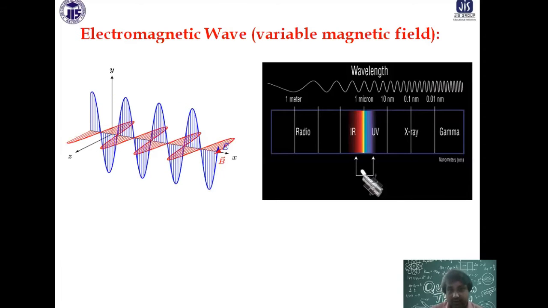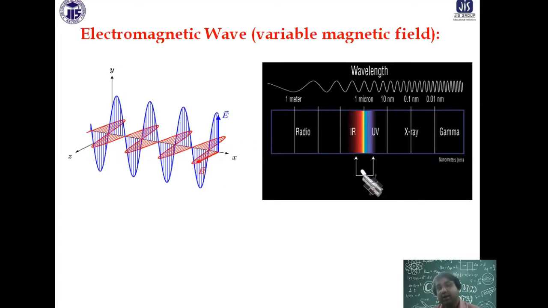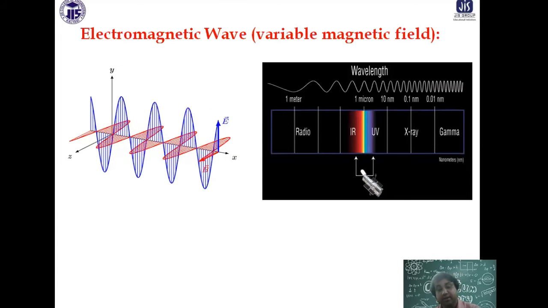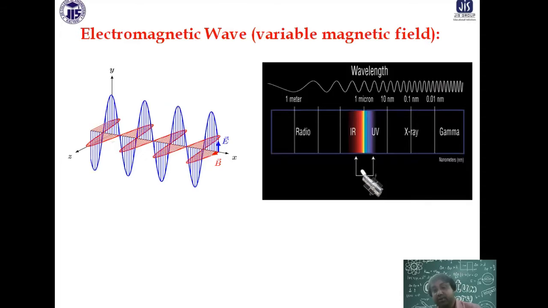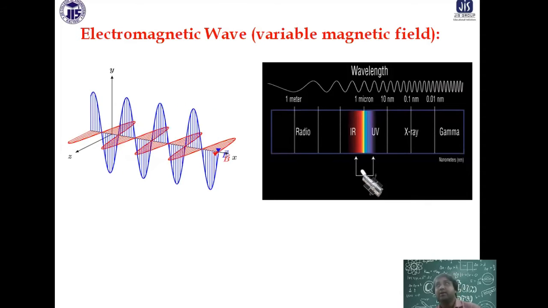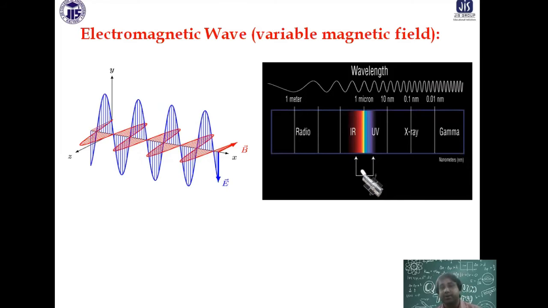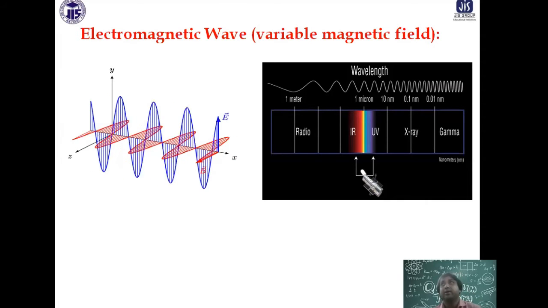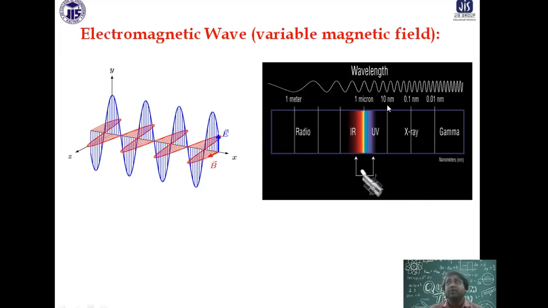Our favorite light wave is also an electromagnetic wave. X-ray is an electromagnetic wave. Gamma ray is an electromagnetic wave. The heat wave is an electromagnetic wave. All are electromagnetic waves. What is the difference? The difference is in their wavelength. You see the picture. You see the wavelength here.